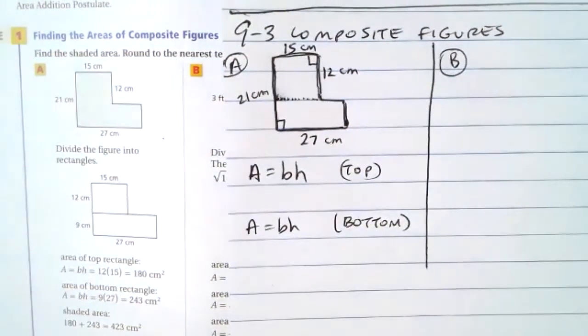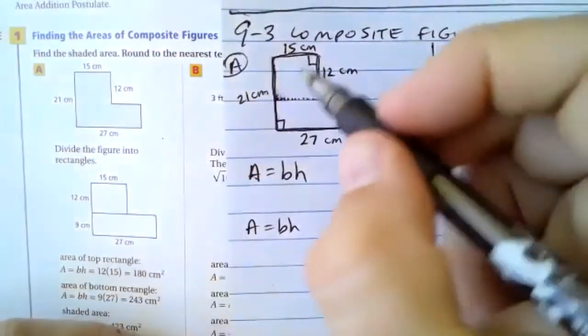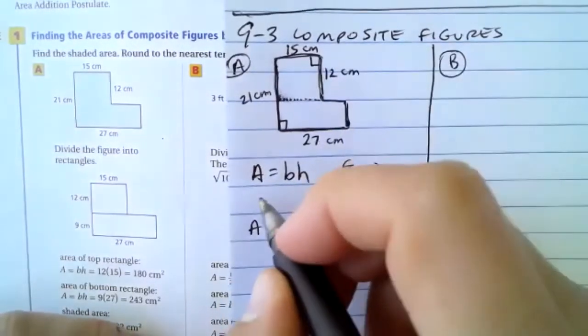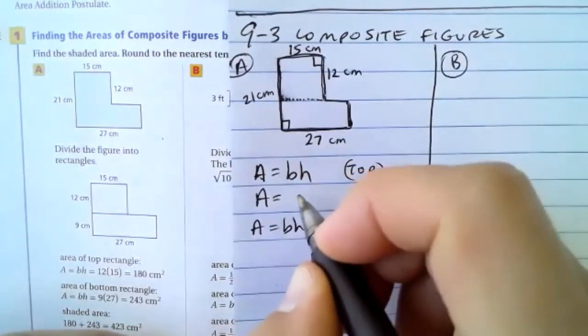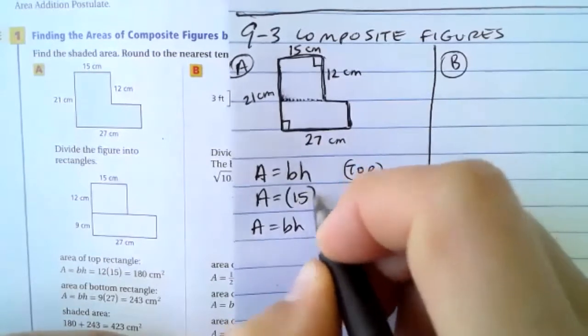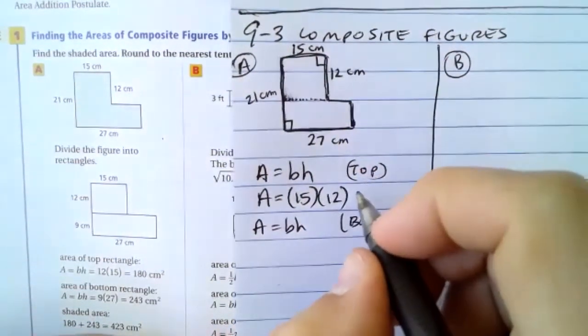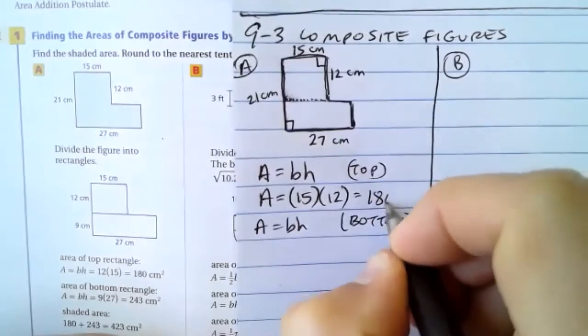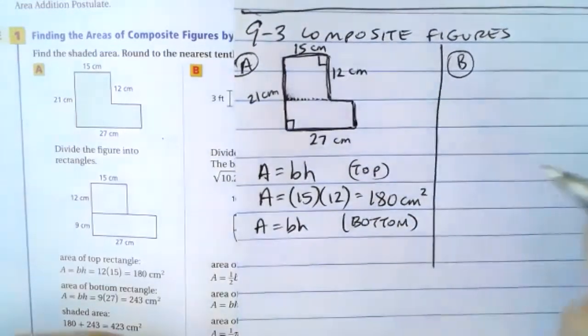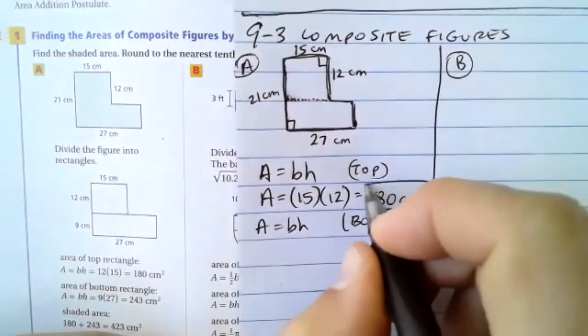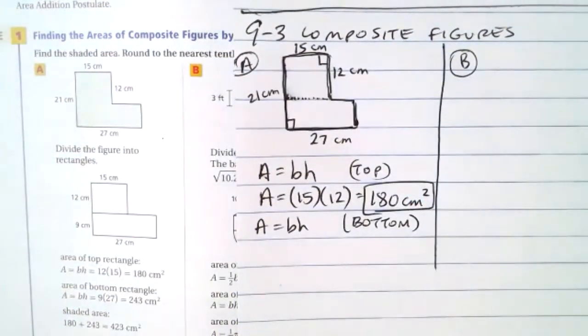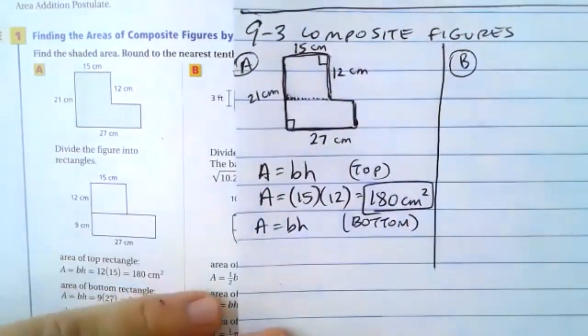Okay. All right, so the top part here is going to be easy. We can just go straight into it and say the base is 15 and the height is 12. And then multiply it together and we get 180 centimeters squared. That's not the answer. That's part of the answer, okay?